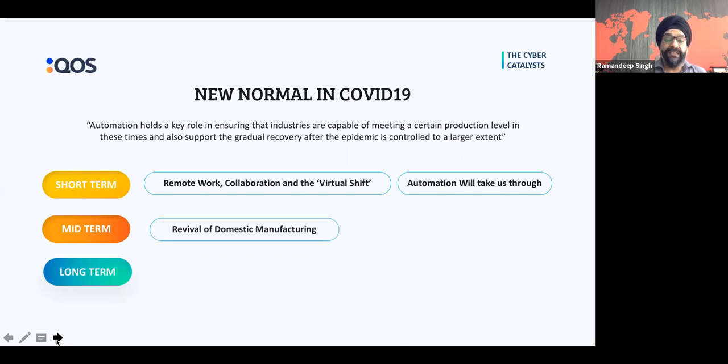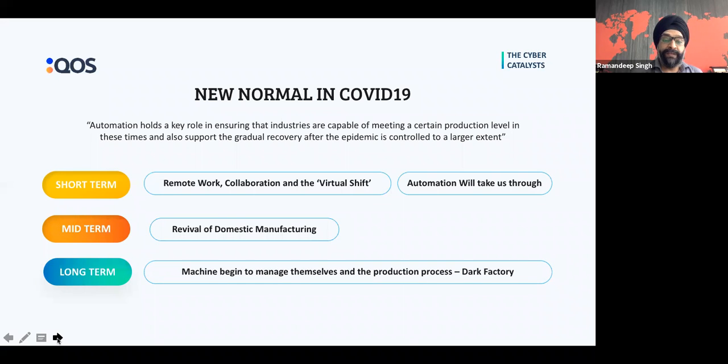But in the midterm, what we see is, once domestic manufacturing revives, it will be by and large dependent on many remote infrastructure management based systems. It will also bring in a lot of efficiencies because people will prefer to work from home, avoiding travel times, and collaborating sitting at home. Also, in the long term, we see a concept of a dark factory, which means more and more robotic processes and cobots getting controlled remotely, and so on and so forth, taking care of these things.